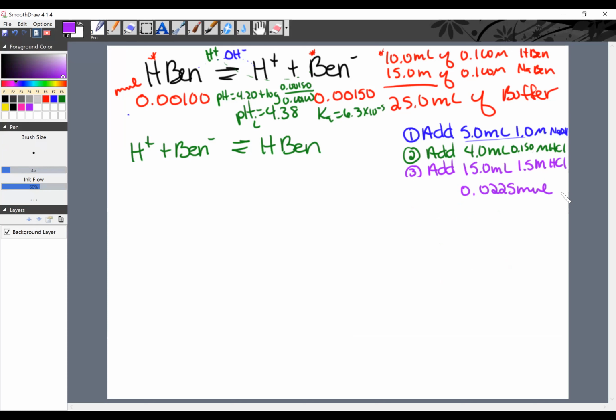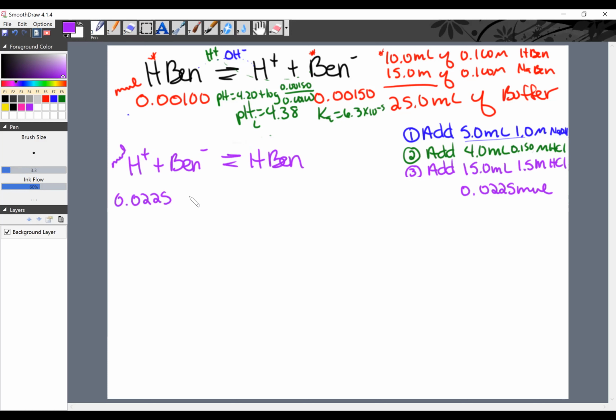All right. Well, I'm throwing acid at this buffer. What piece of the buffer will sop it up, or what piece will use it? Well, if I start with an acid, the base piece has to use it up, and in consequence, all right, I started with 0.0225 moles of my acid. I started with 0.00150 moles of my benzoate and 0.00100 moles of my H-Ben.